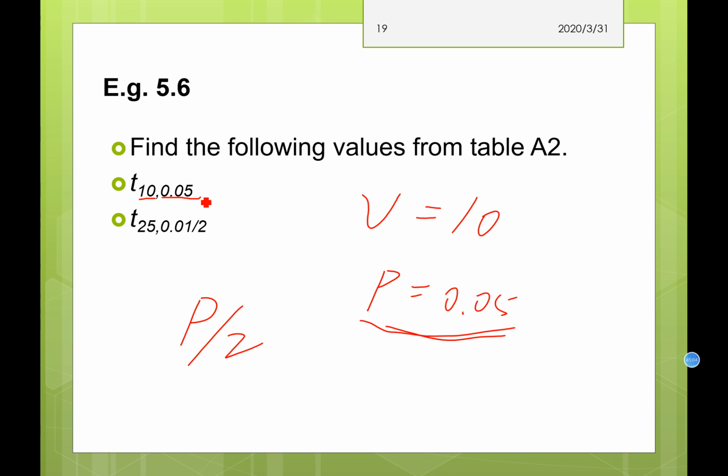Okay, so let's find it in table A2. Let's remember these two numbers. The first one is df equals 10, and the second one is one-sided p equals 0.05. Okay, let's find it.